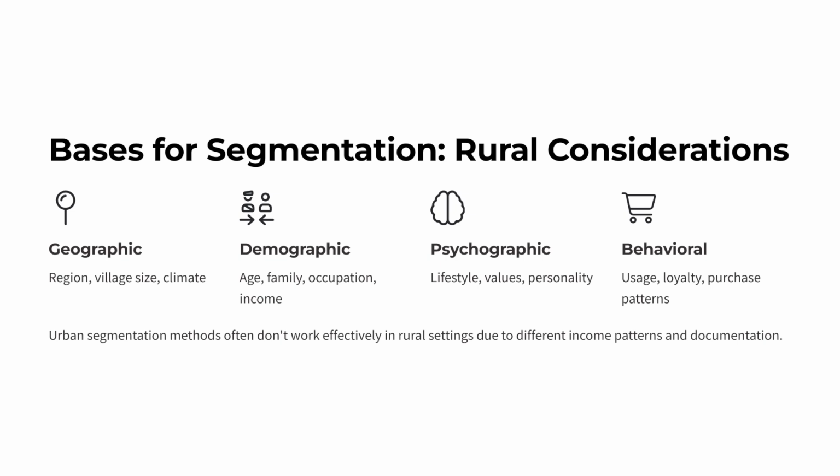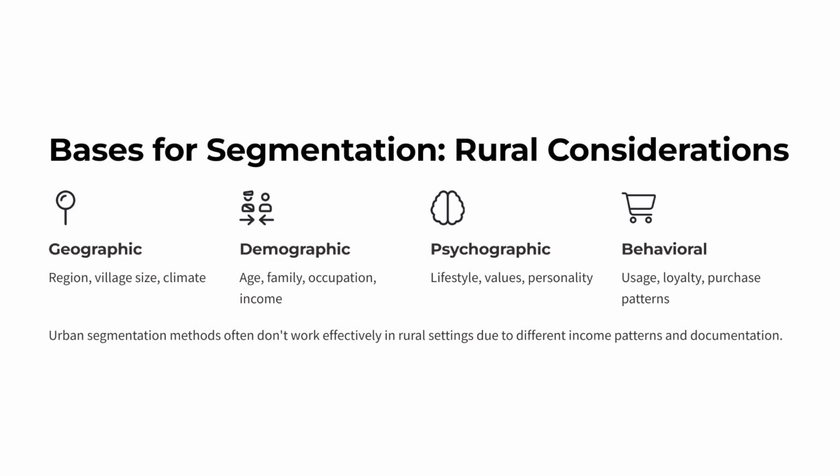For instance, segmenting by income, a common urban practice, is problematic in rural settings due to seasonal earnings for farmers, payment in kind of laborers, and the general lack of formal income documentation like tax returns. Similar challenges exist for other standard urban variables. Therefore, a thoughtful and relevant approach is needed when dividing the rural market.